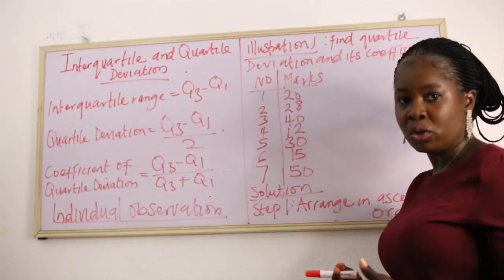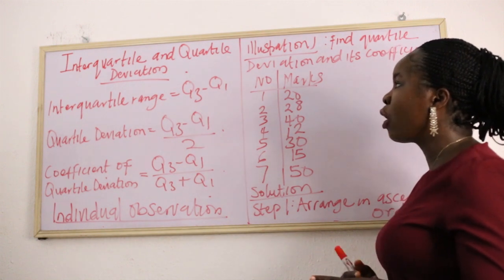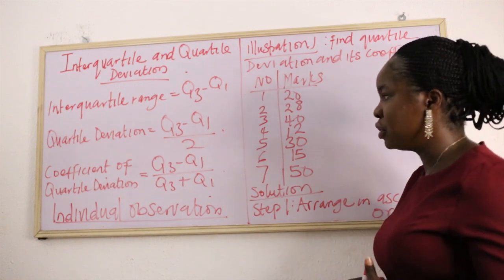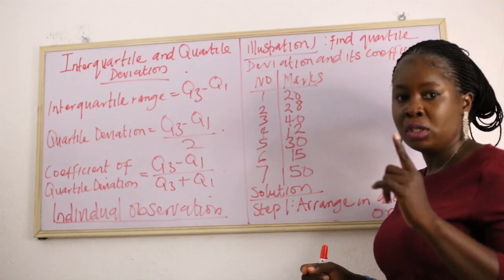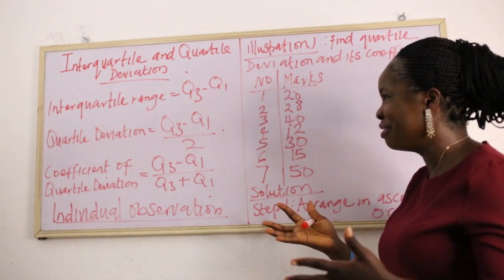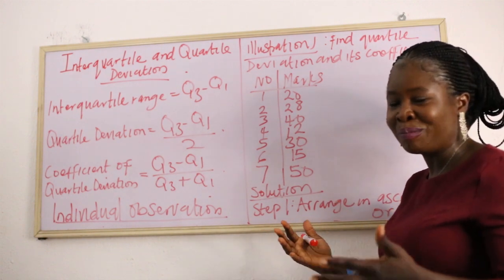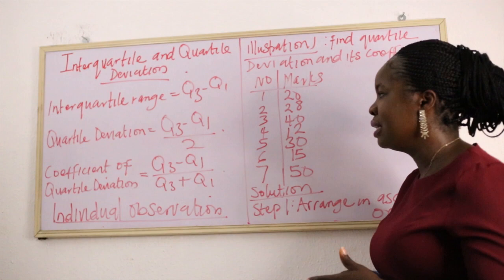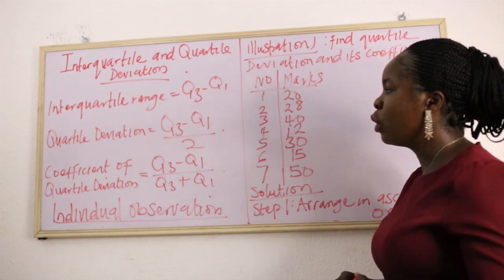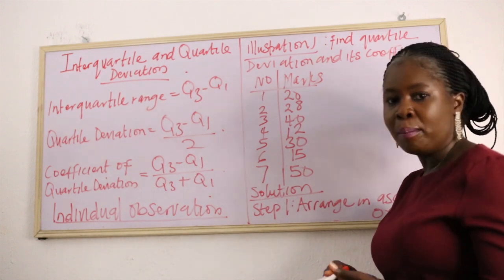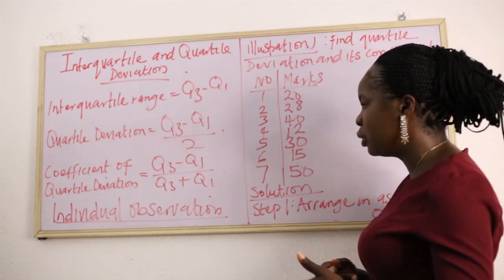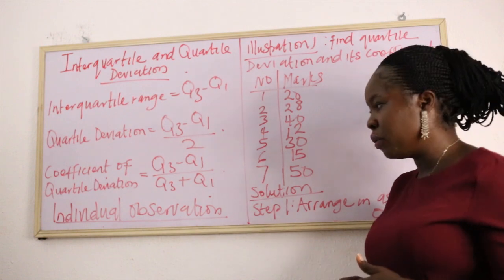The next method of studying variation is the interquartile range and the quartile deviation. The interquartile range is the difference between the third value and the first value. A better explanation would help us to understand this. The interquartile range is Q3 minus Q1. Then the quartile deviation is Q3 minus Q1 all over 2.